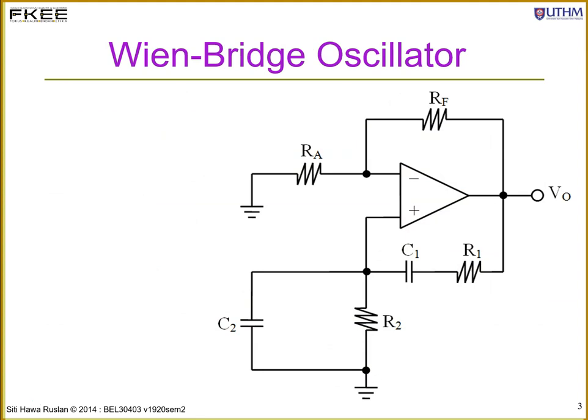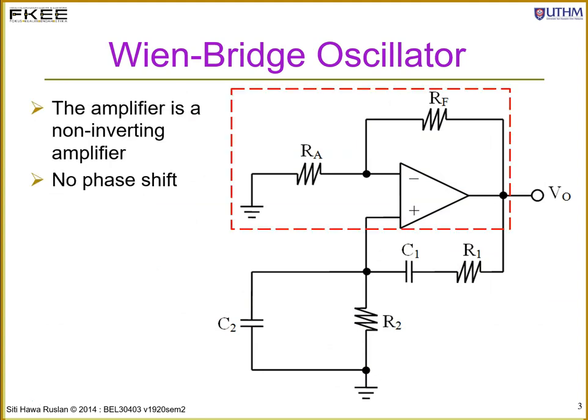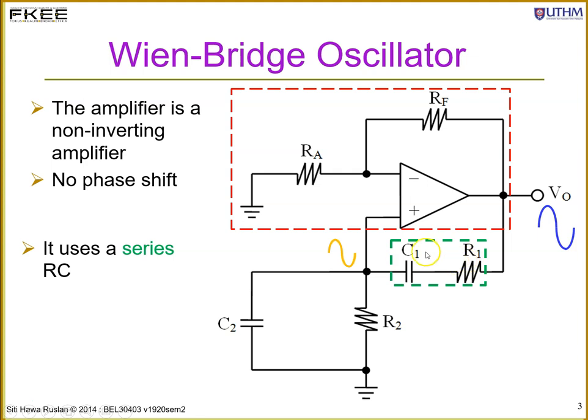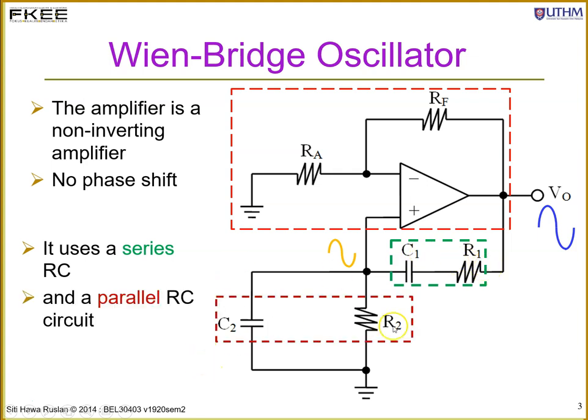This is the circuit of a Wien bridge oscillator, comprised of a non-inverting amplifier. There is no phase shift between the input and the output. So if you look over here, the input and the output will be in phase. This particular circuit uses RC series. In series, you have C1, R1 in series and another pair of RC which is parallel.